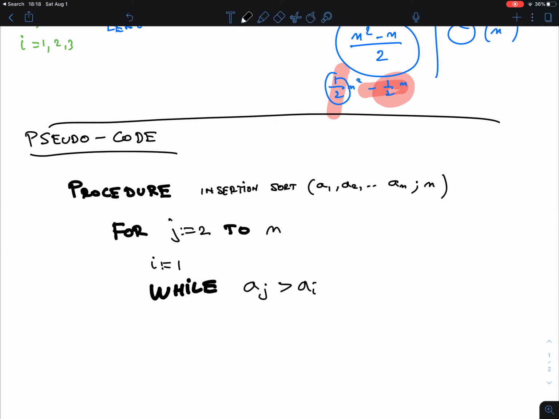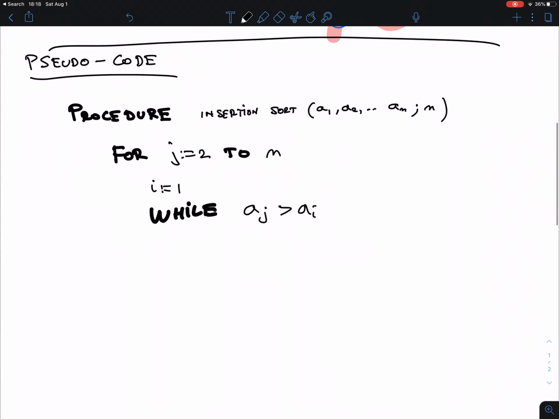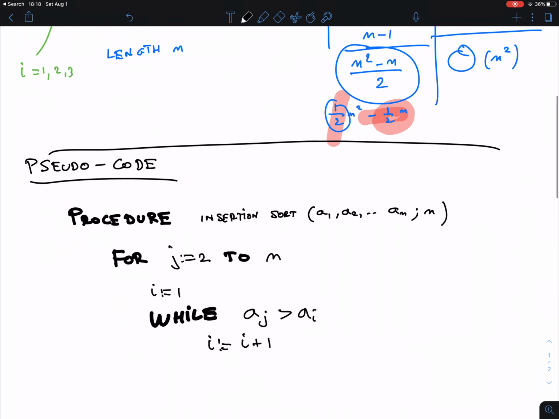As long as my A_j is bigger than the elements that I'm comparing it with, I know I have to keep going. I have to go to the next and then to the next and to the next, okay? So while this is true, what do I have to do? Well, then I have to increase i, as I said, we have to keep going. I'm going to check it now with the next, okay?